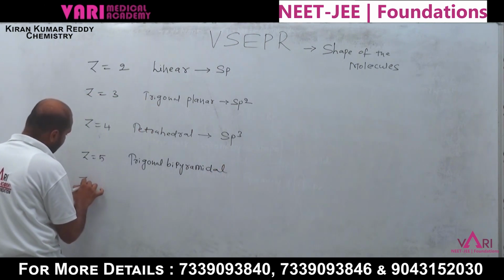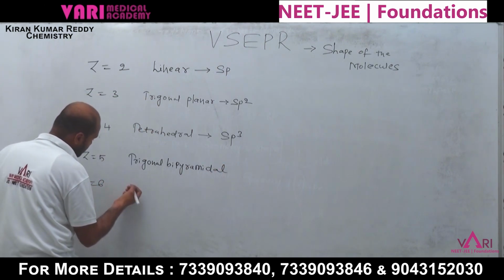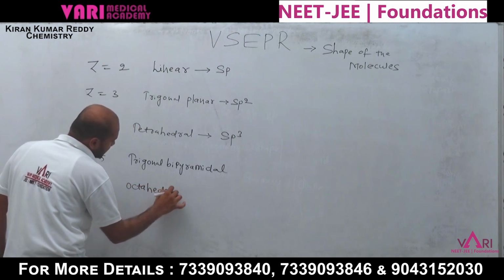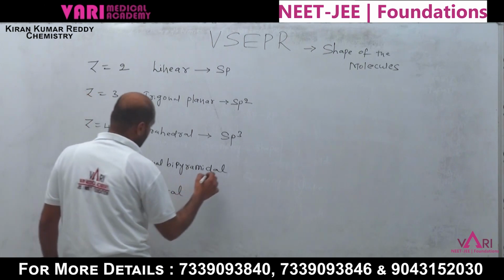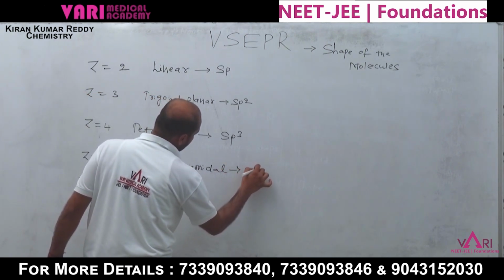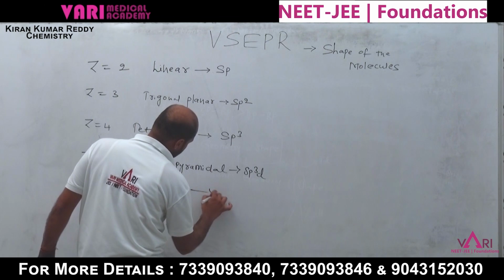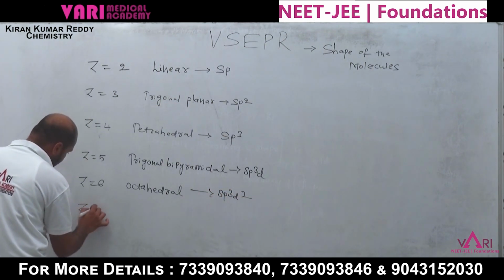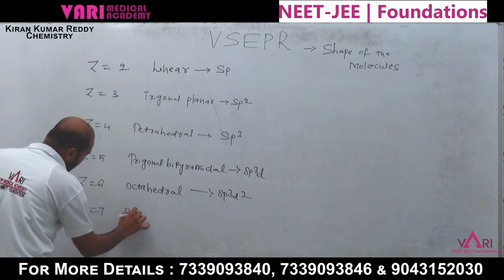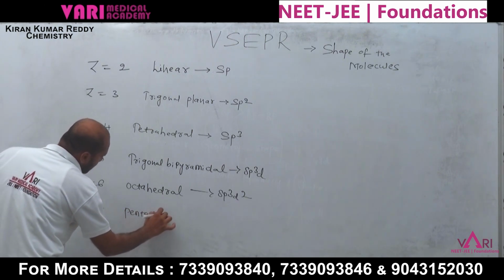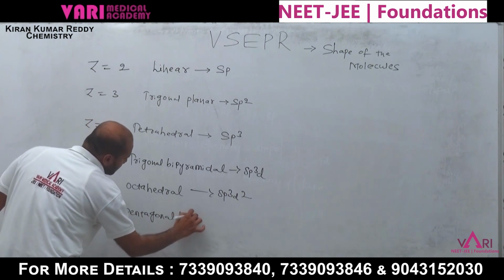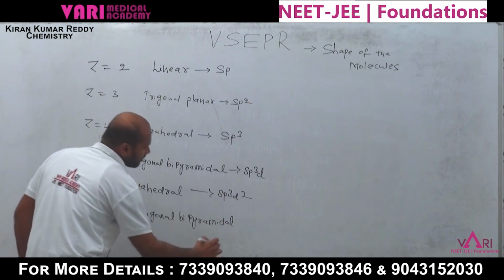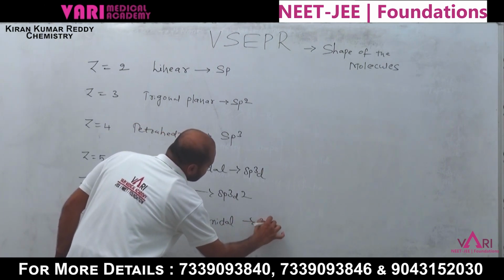Next one is Z is equal to 6, that means octahedral, SP3D2 hybridization. Z is equal to 5 means SP3D hybridization. And Z is equal to 7 means pentagonal bipyramidal. Here pentagonal bipyramidal means SP3D3.